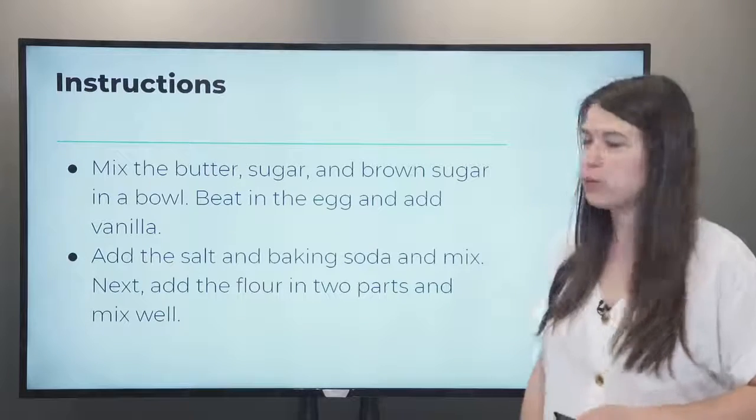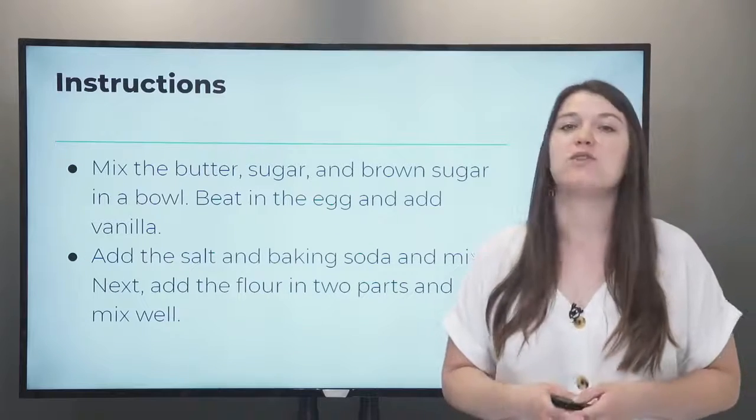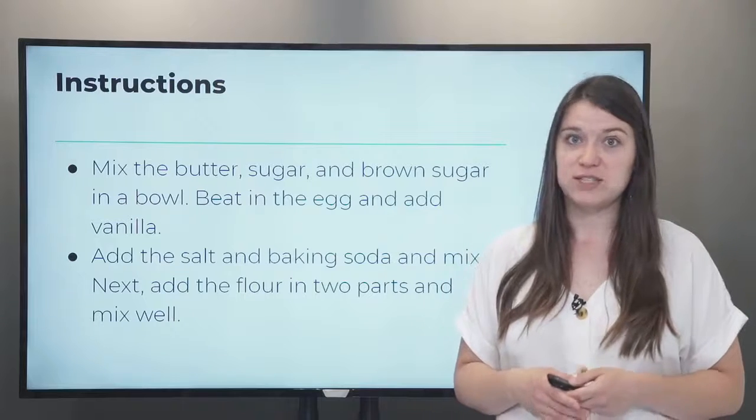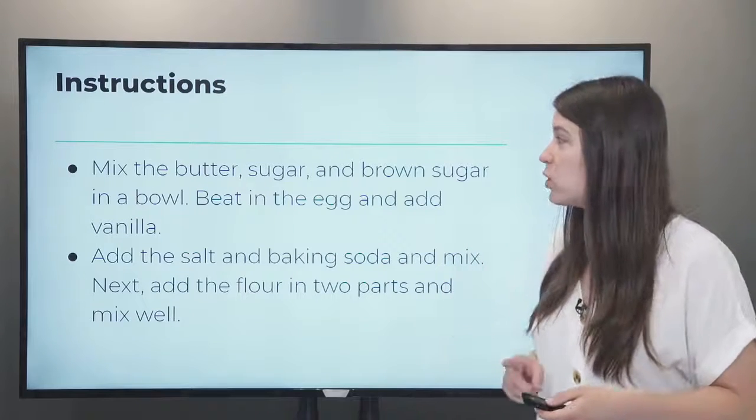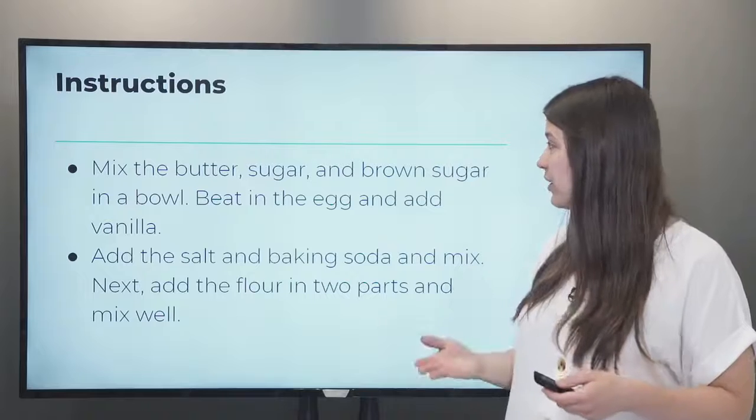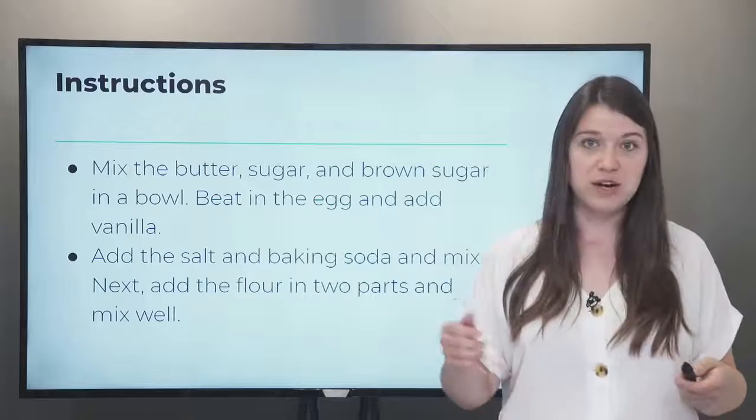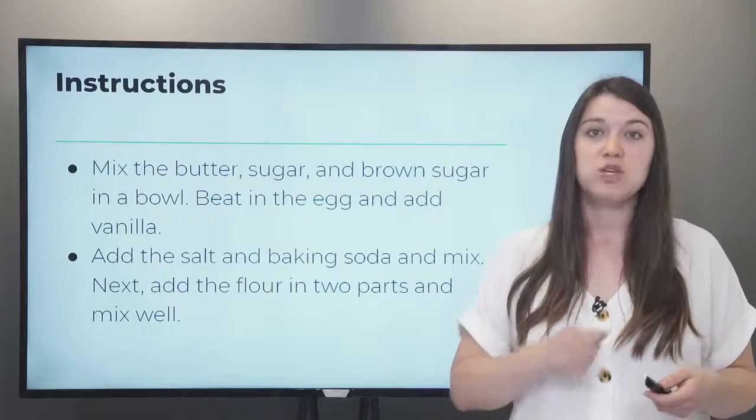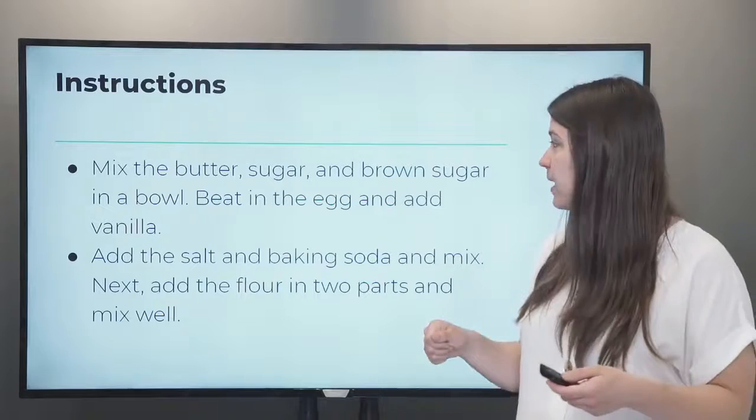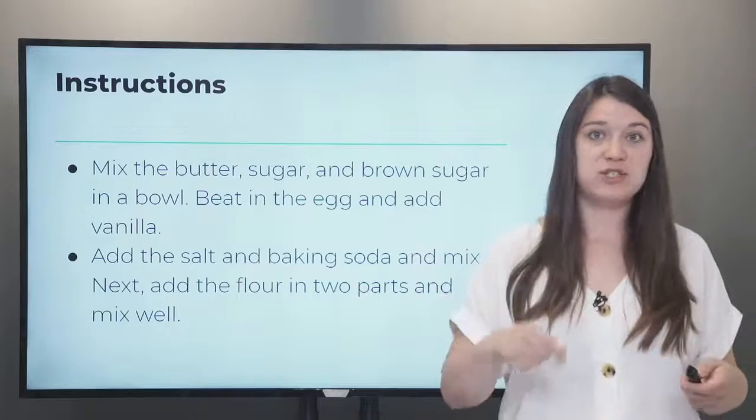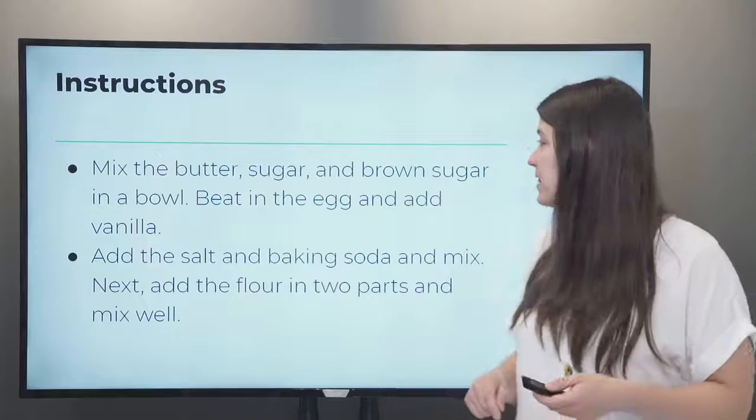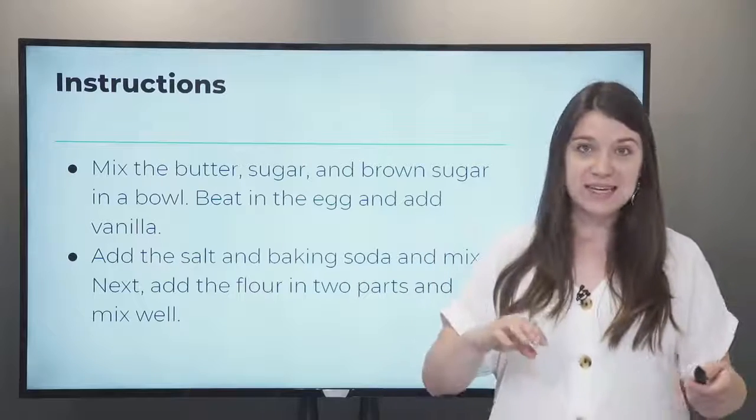All right, now let's go through the instructions using the vocabulary that we've just learned. Okay, so with our ingredients, first we're going to mix the butter, sugar, and brown sugar in a bowl. Okay, so you want to mix those all together. Beat the egg, so remember that's to turn something into liquid. Beat the egg and add the vanilla.